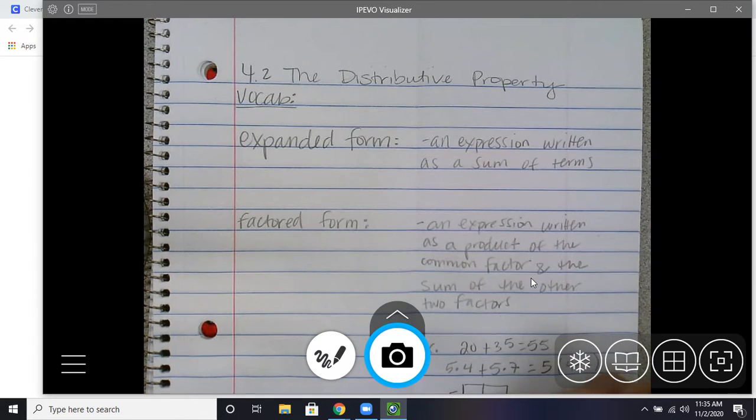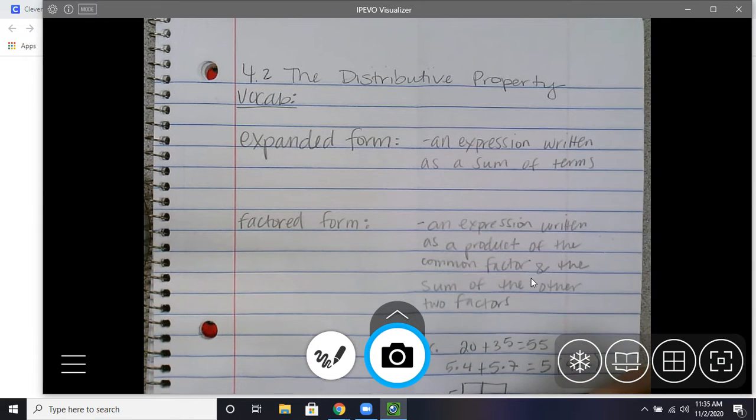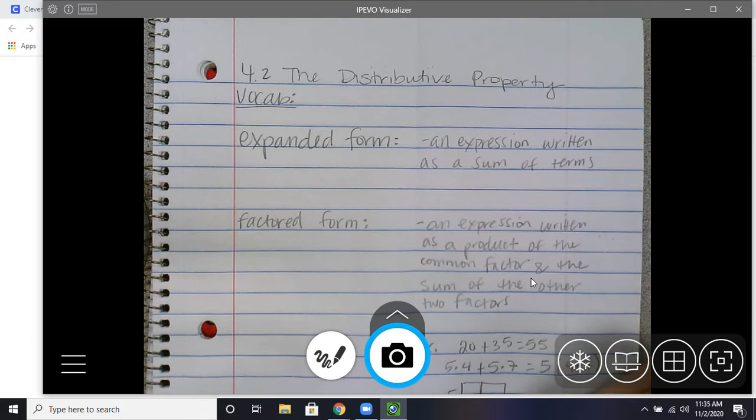So then this would be 5 times 4, which is 20. And then this would be 5 times 7, which would be 35. And then altogether it would be 55 if you added these two things. But factored form would be writing it as the steps. So 5 times 4, 5 times 7, and then this would be the factored form. So the number that they have in common is 5, and then the sum of the other two factors would be the 4 plus 7. So this is factored form, this is expanded form.